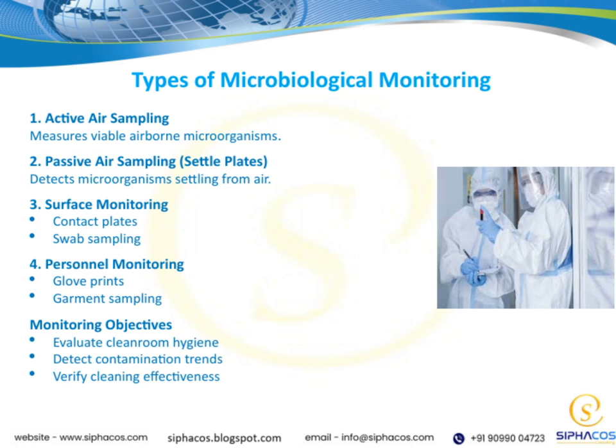Surface monitoring comes next, using contact plates or swabs to check for contamination on critical surfaces. Finally, personnel monitoring looks at glove prints and garment samples to assess human impact. Together, these methods help us evaluate cleanroom hygiene, spot contamination trends, and verify that cleaning procedures are working effectively.